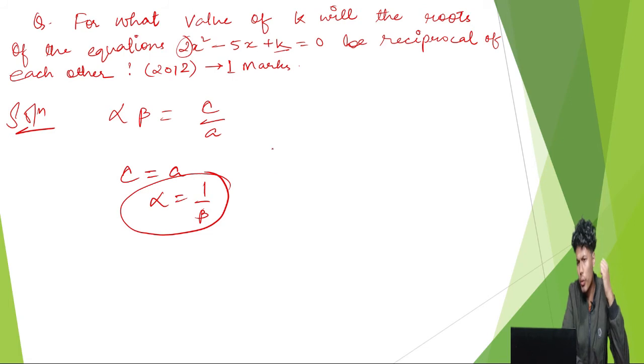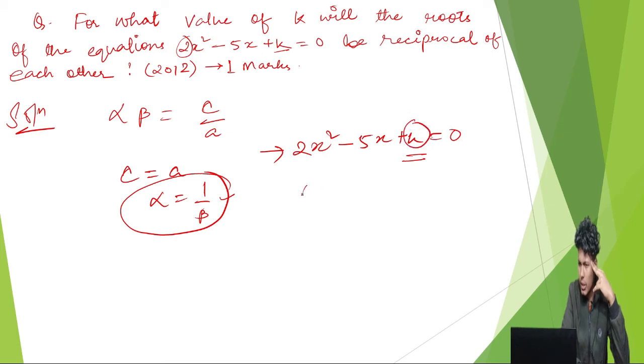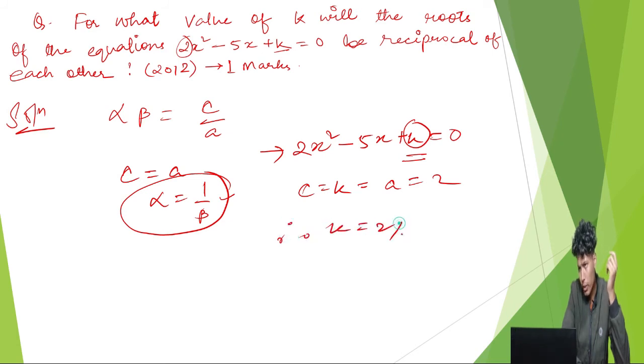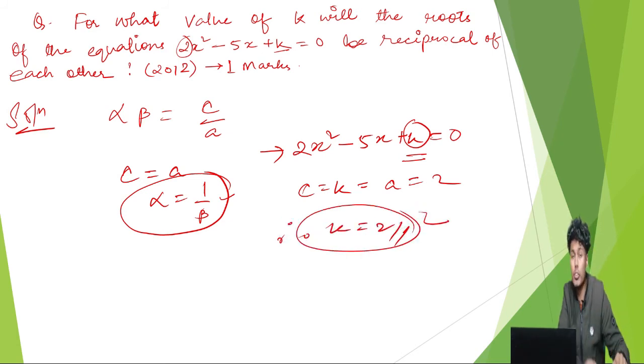Okay, now for the equation 2x square minus 5x plus k equal to 0. For the roots to be reciprocal, c, which is k, must be equal to a, which is 2. Therefore k is equal to 2. So you'll get 1 mark. This was asked in 2012.